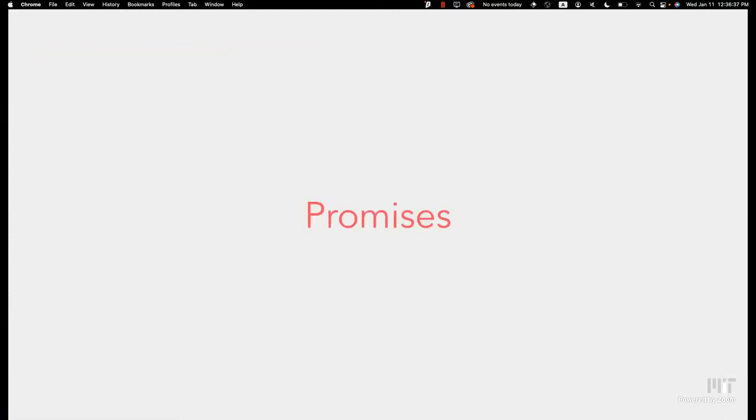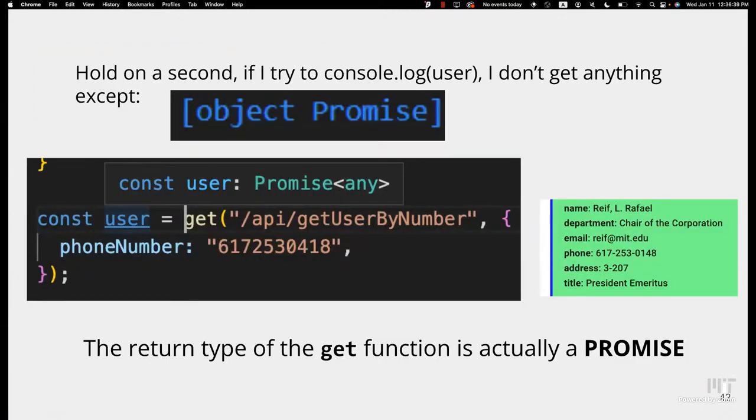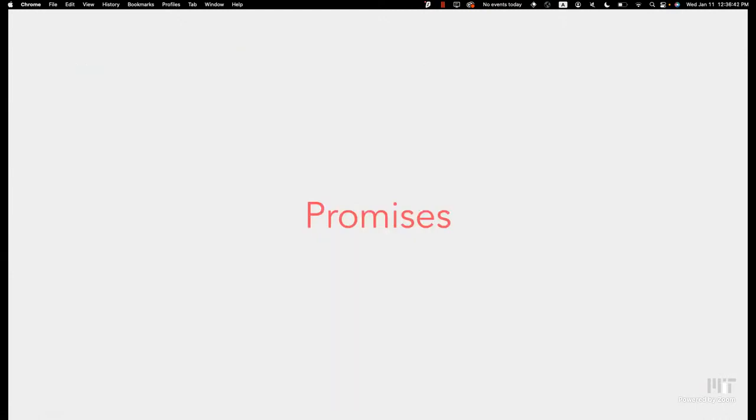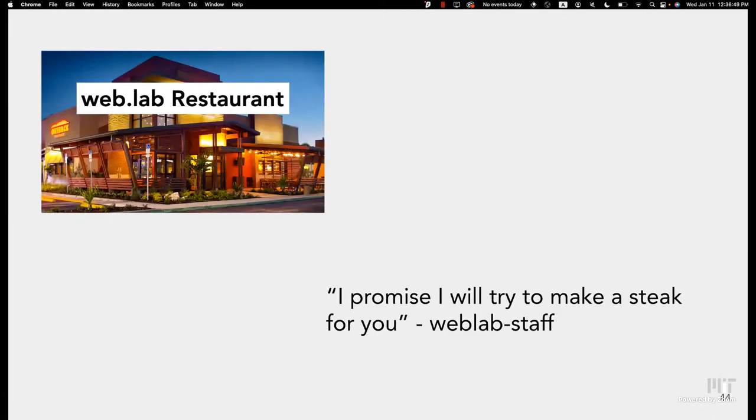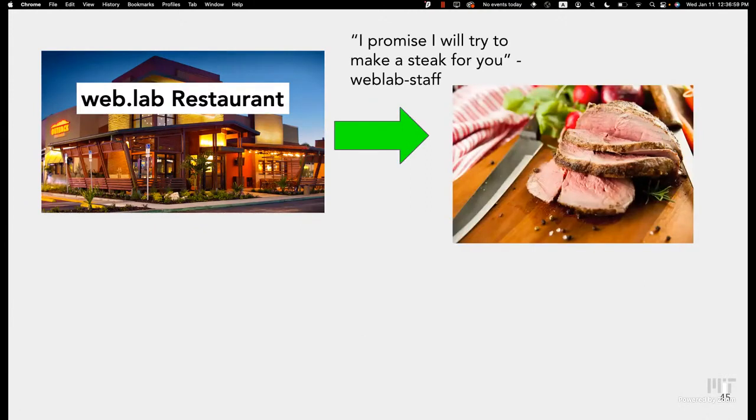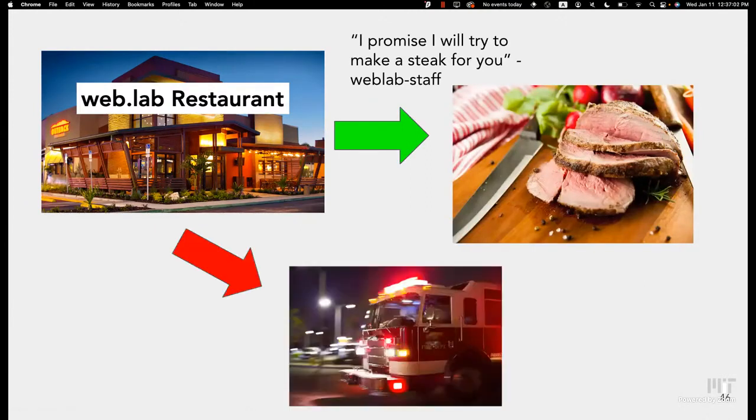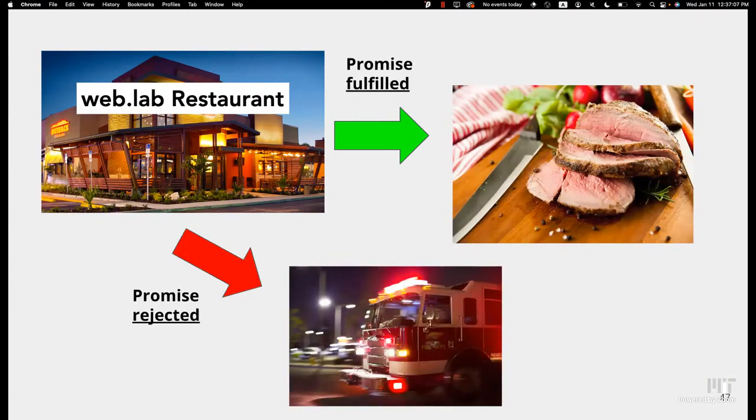So what actually is a promise? Get and post are returning promises. What? This is so weird. So let's say you're hungry and you want to go to the Web Lab restaurant and you tell the staff, I want a steak. And they say, I promise I will try to make a steak for you. So one of two things could happen. They could make a steak for you and it could be good, or bad things could happen. So the difference between these two is that either the promise was fulfilled or it was rejected.